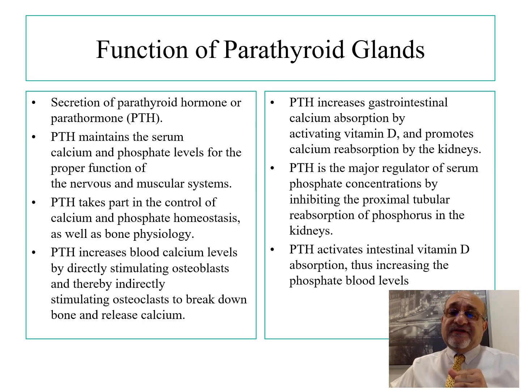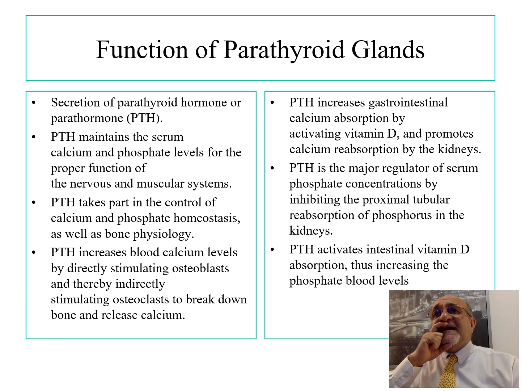Parathyroid hormone is a major regulator of the serum phosphate concentrations by inhibiting the proximal tubular reabsorption of phosphorus in the kidneys. And the parathyroid hormone activates the intestinal vitamin D absorption, and thus it increases the phosphate blood levels. So it acts on many locations to increase the calcium and phosphorus in the bloodstream.